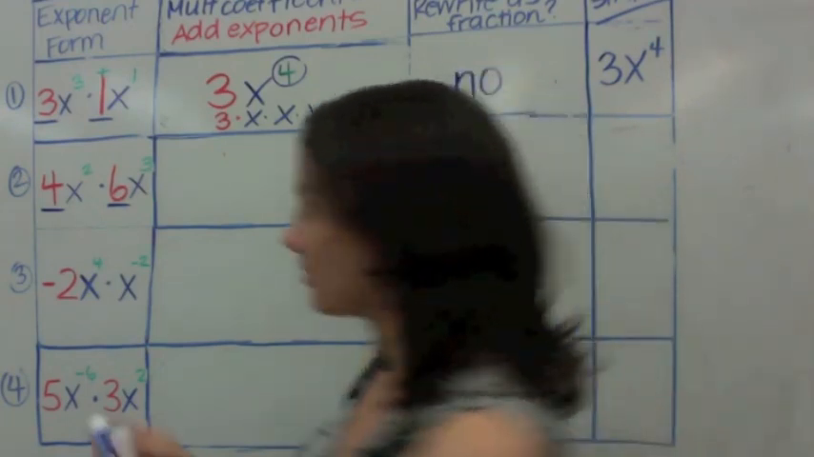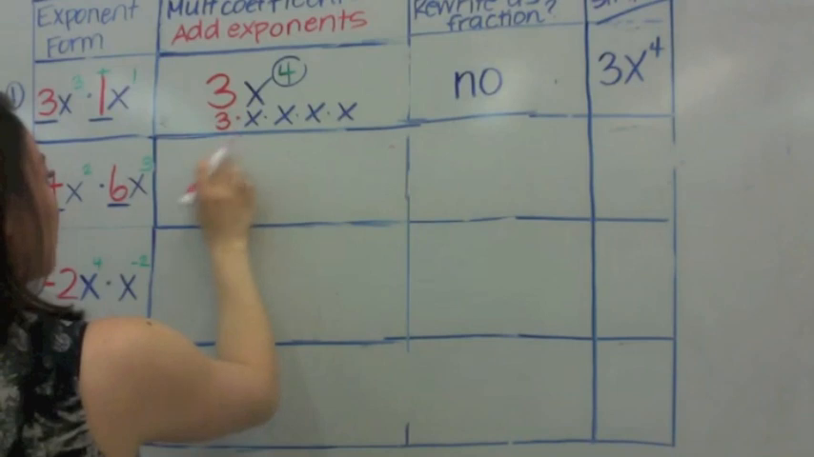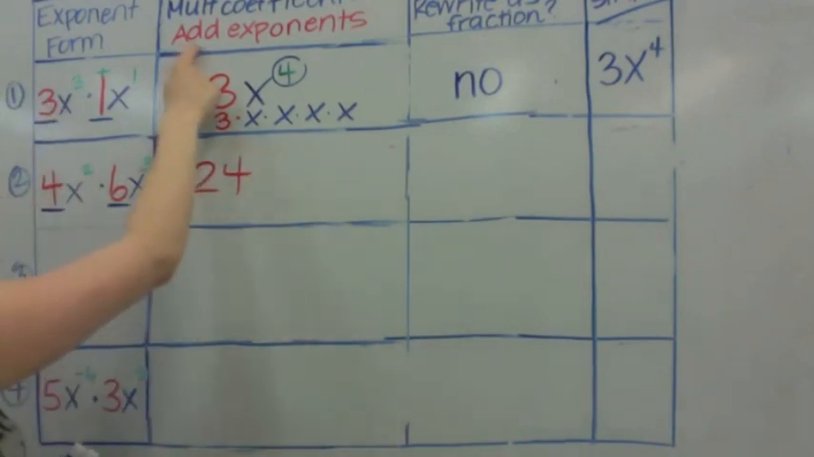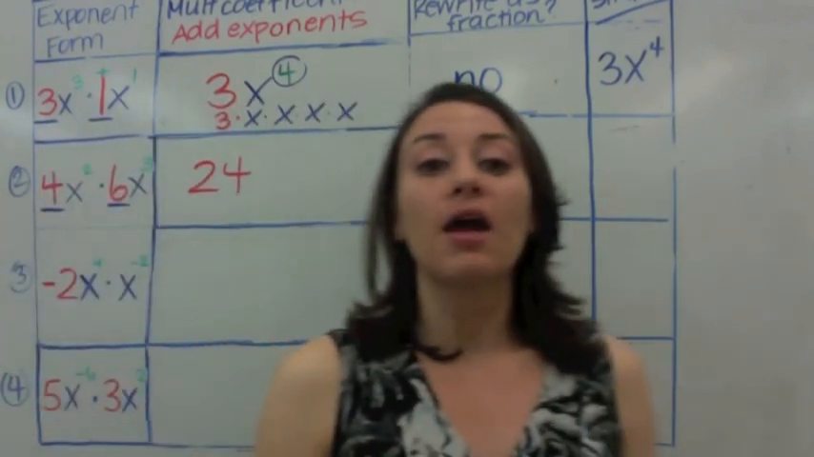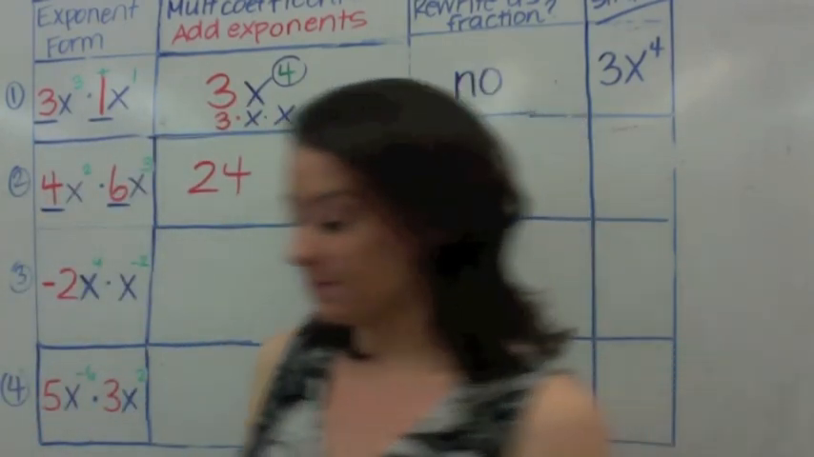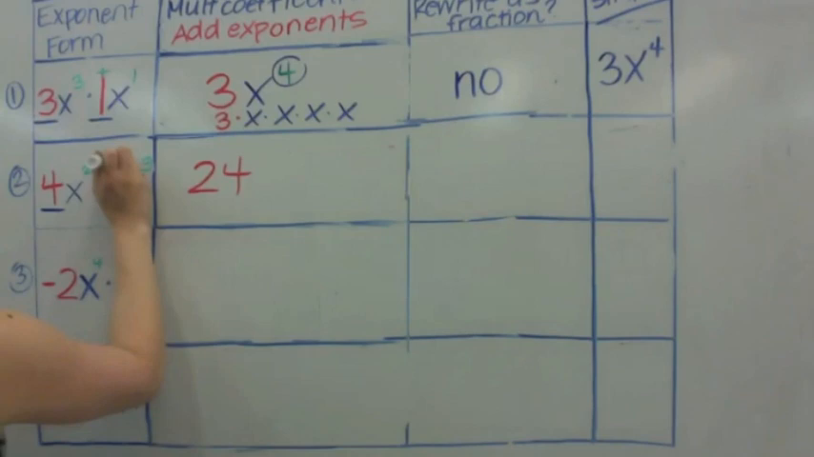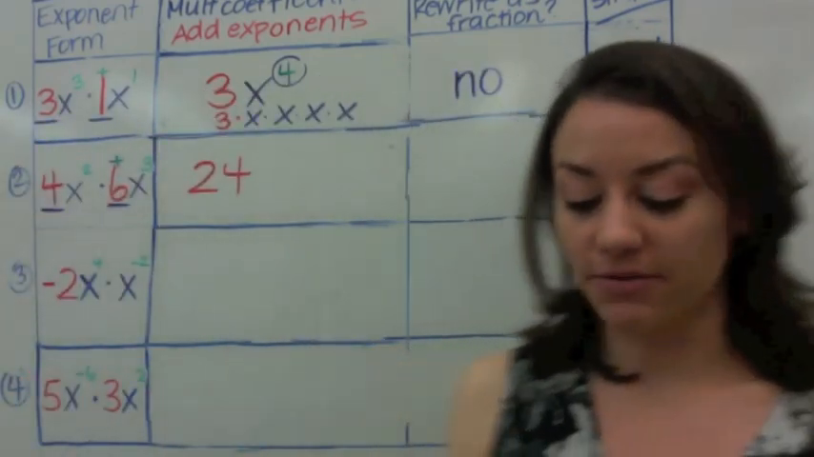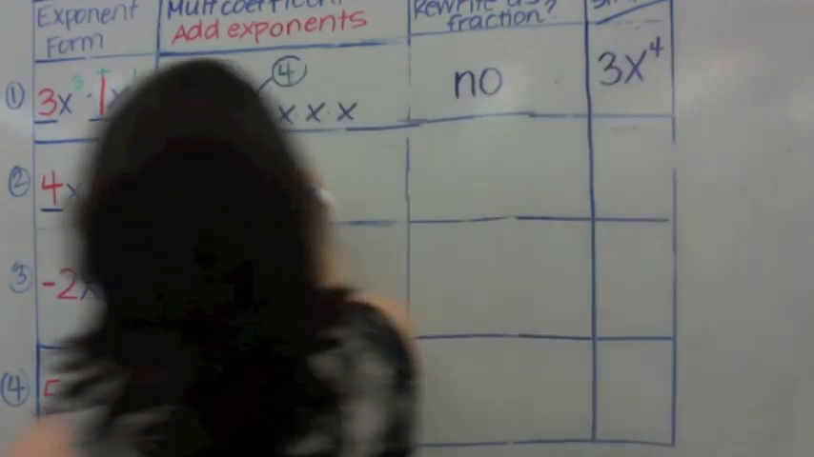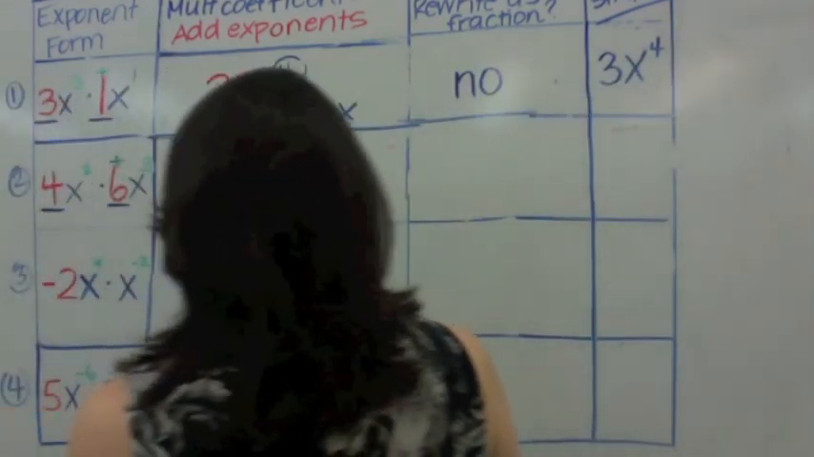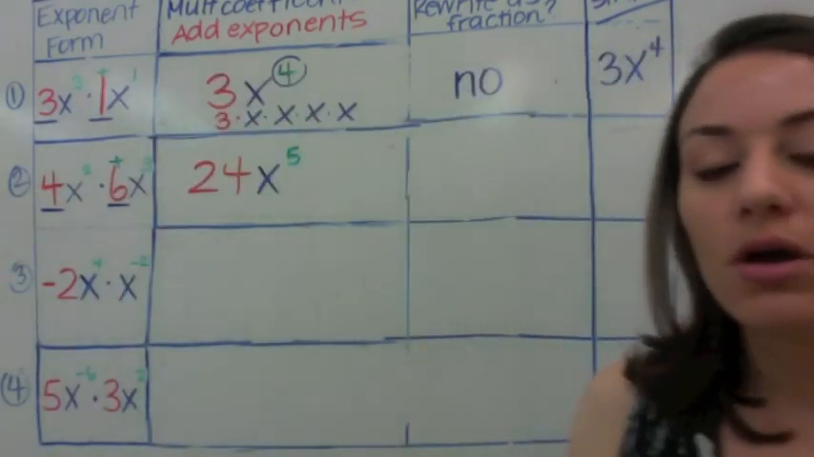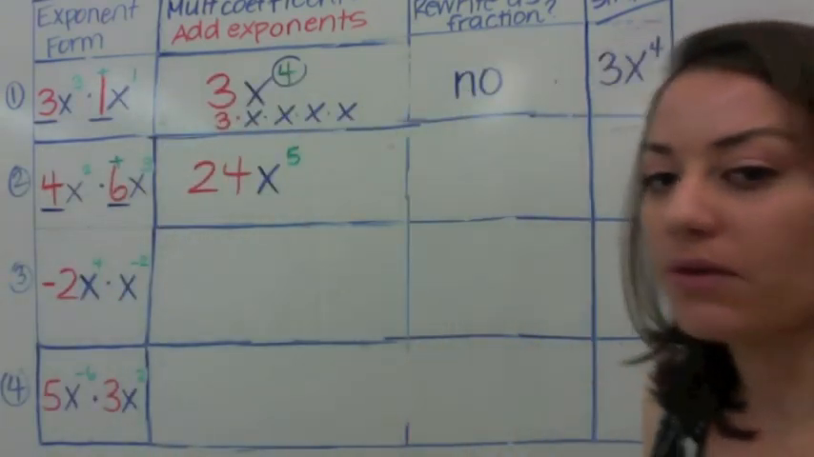24. Very good. It's 24. So we have 24. And then we're going to do what to the exponents? You're going to add the exponents. So you're going to ask yourself, well, what's 2 plus 3? 2 plus 3 is 5. So the base is x, and it's to the power of 5. Very good. 24x to the power of 5.